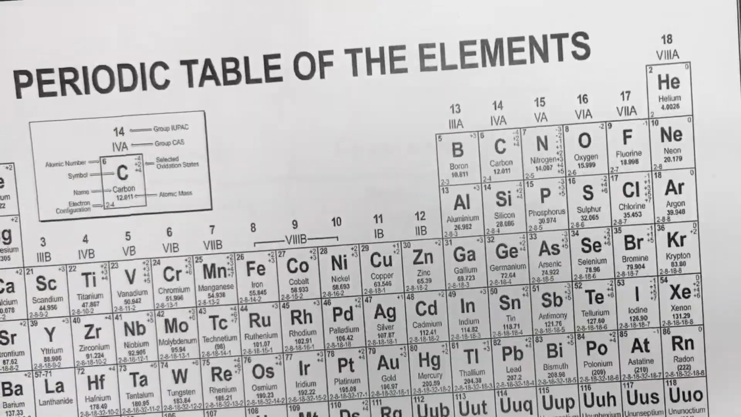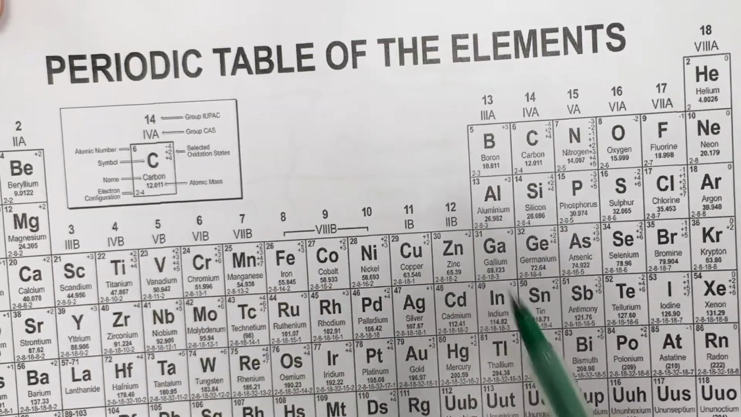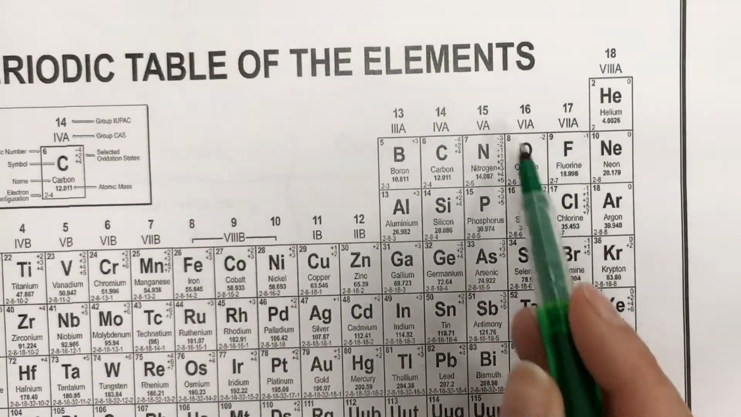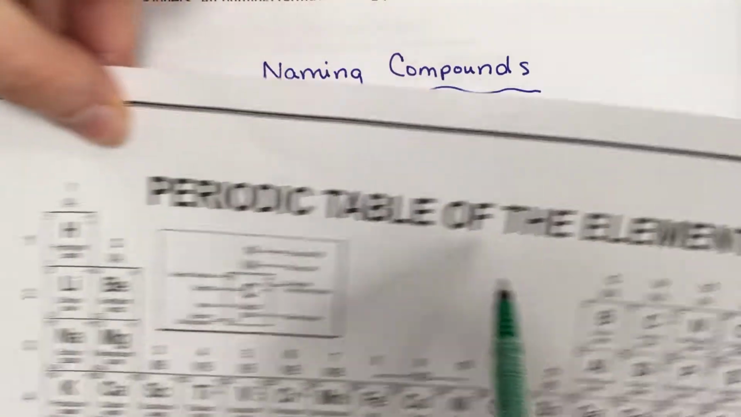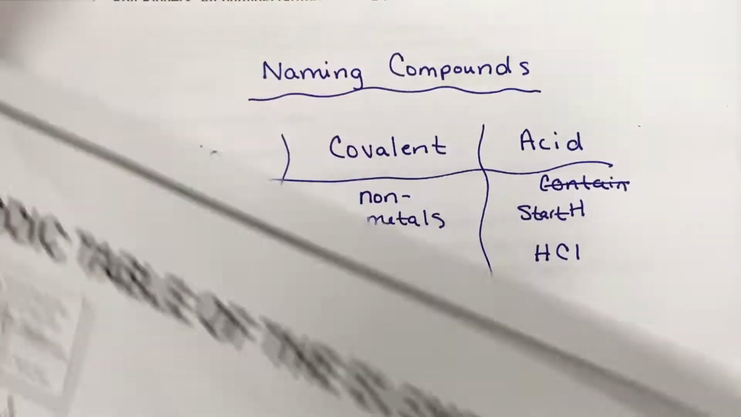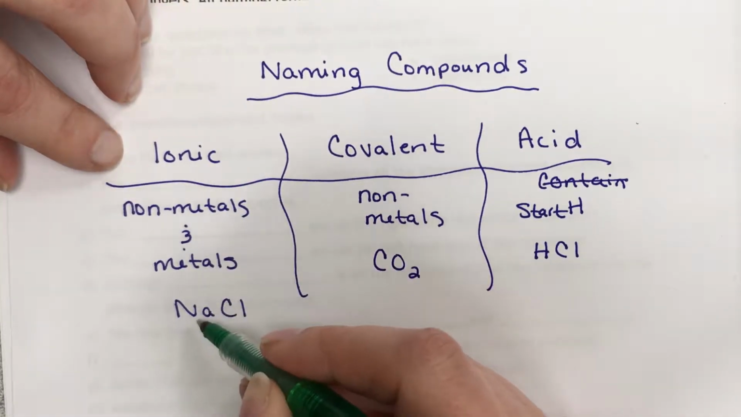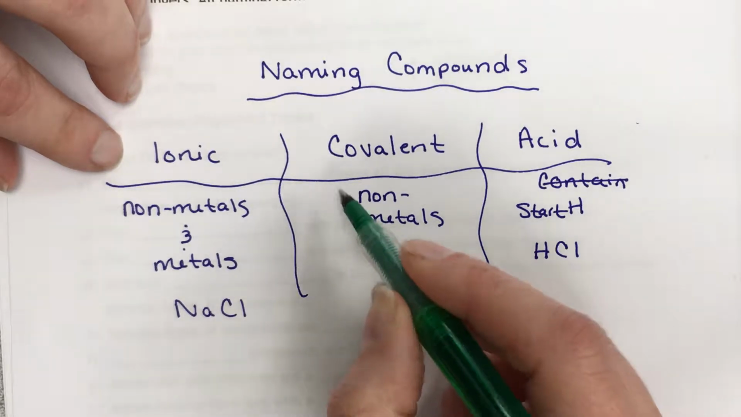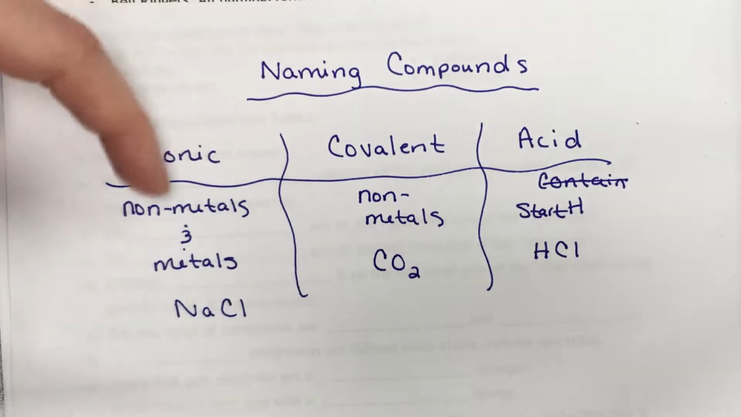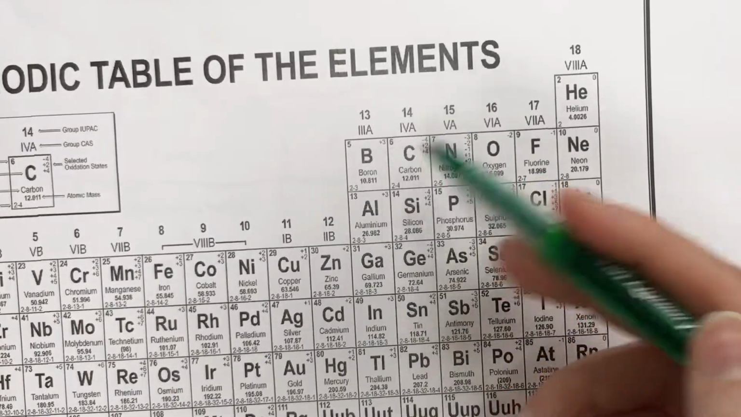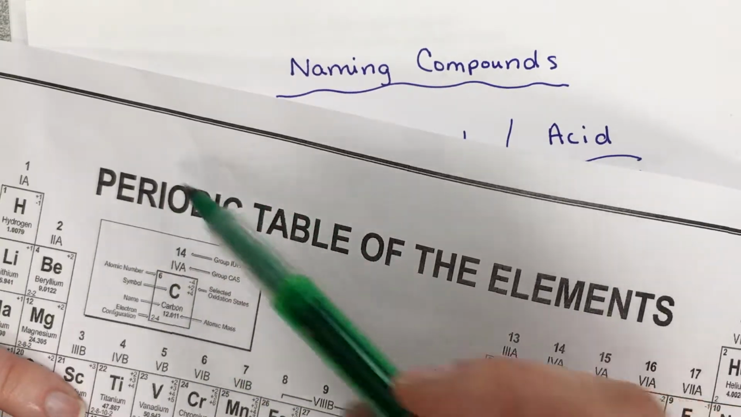So how do you know if it's a metal or a nonmetal? This is from the beginning of school, but metals are all over here, okay? And then there's that staircase of the metalloids, and then these are all the nonmetals, okay? And don't forget that hydrogen is actually a nonmetal. So you can tell if it's ionic if it's a metal with a nonmetal combined.